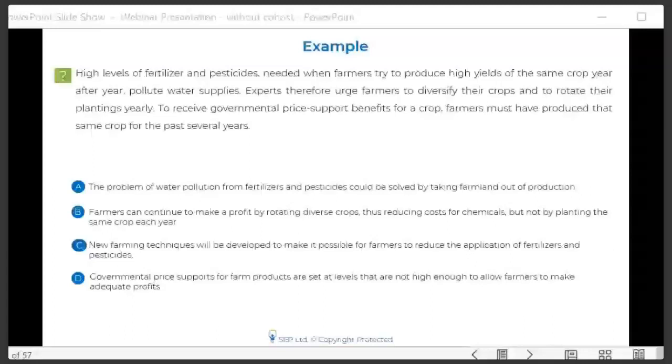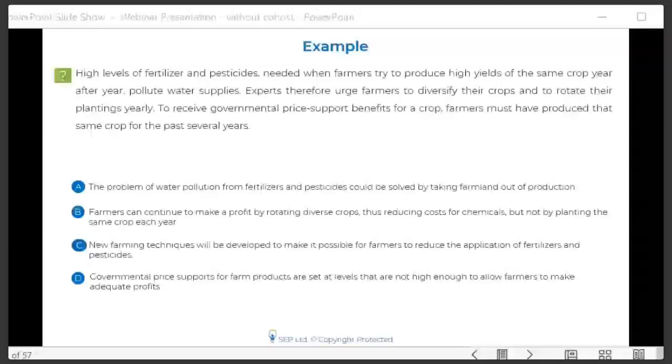Let me still quickly repeat it. Choice D says the government price support level is not high enough. Now tell me, in the passage, is there any information about the level of price support offered by the government? No. All that is given is if a farmer wants to receive the price benefit from the government, that farmer must grow the same crop. But whether that level is ample enough or not for farmers to make profits, we cannot say for sure.